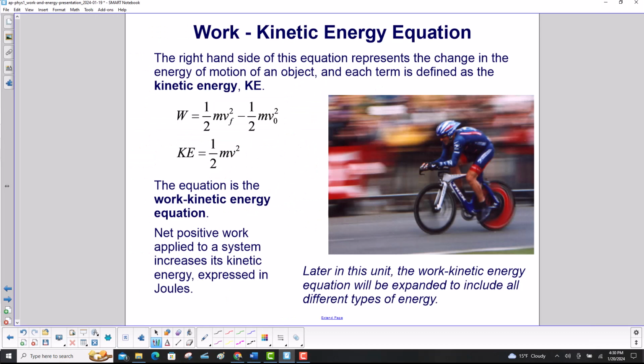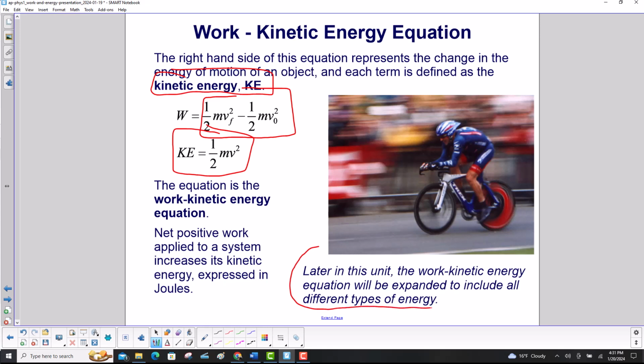The right-hand side of this equation represents the change in the energy of motion of an object, right? We've got the velocities there, and it's changing from an initial velocity to a final velocity. Each term now is defined as the kinetic energy. Perhaps you've seen that formula somewhere in your studies before this course, but this is where it comes from. So we're going to write kinetic energy is 1/2 mv squared. The equation is the work kinetic energy equation. Net positive work applied to a system increases its kinetic energy, and once again is expressed in joules.